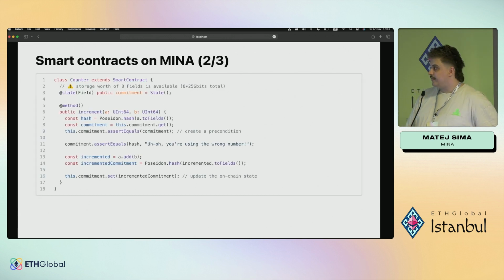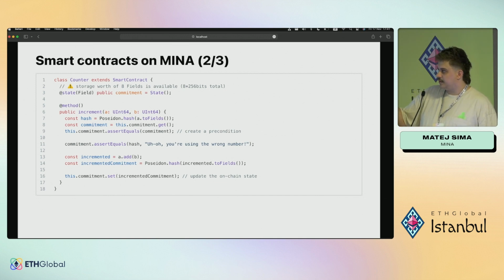All right, here we have the same circuit as we had for the ZK program, but now it's written as a smart contract. So the first thing that we see is we define what kind of on-chain state we want to store. So that's line number 3. Smart contracts allow us to store 8 fields worth of data on chain itself. That's about 8 times 255-ish bits of data on chain. This is a pretty severe limitation that we have to engineer around, and we'll learn how to do that later.